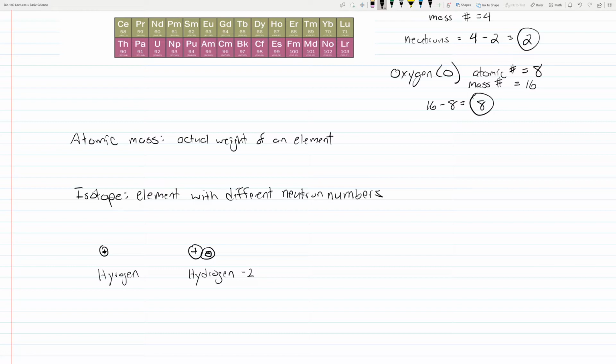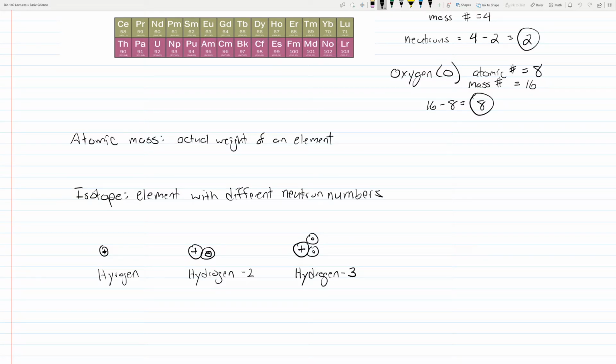Okay, and then you can also have, let's say we have 1 proton, and let's say we have 2 neutrons. It is still hydrogen because it has 1 proton. However, we would call this hydrogen 3 because its mass number is now 3. Okay, so that's all an isotope is. It is just an element that has different numbers of neutrons.